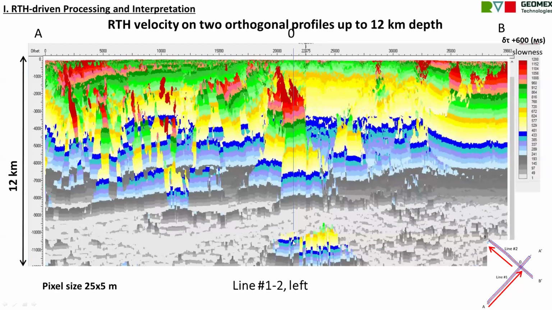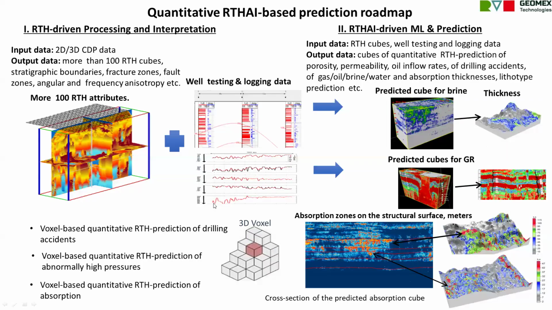This is the left, similar velocity. We can see the structure, the defaults, and many bigger objects and some others. It's very informative. Our RTH attributes we then use as input data for the quantitative RTH-based prediction roadmap.